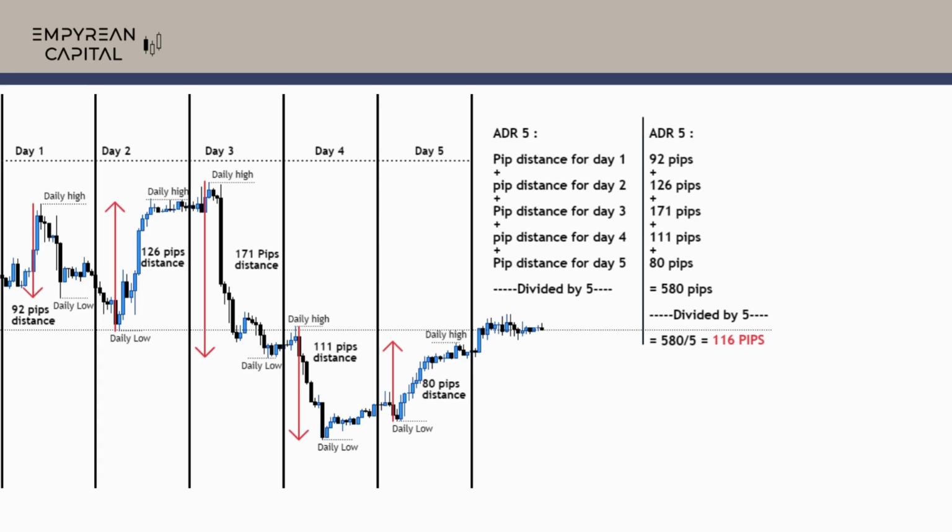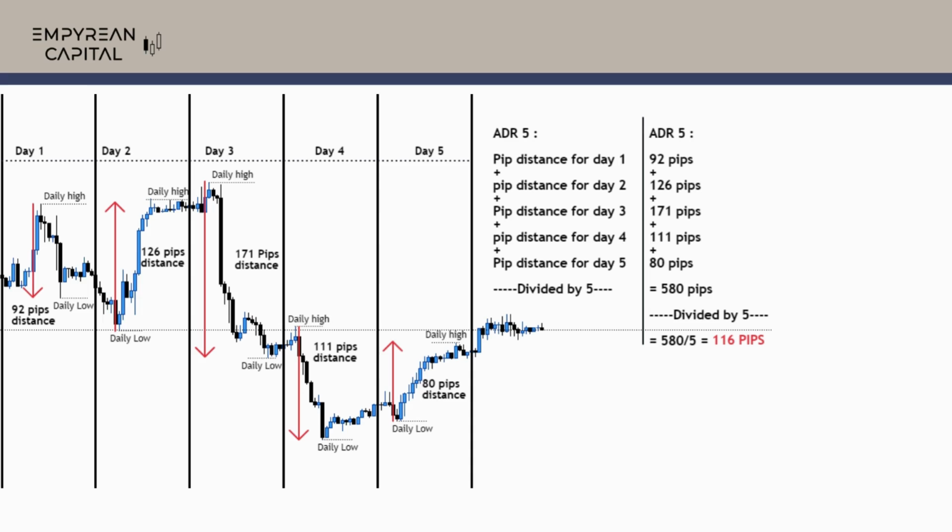For example, on the first day, price moved 92 pips between the highest and the lowest points of the day. Then the second day, price moved 126 pips. The third day, price moved 171 pips. And then price moved 111 pips. And then price moved 80 pips on the fifth day.